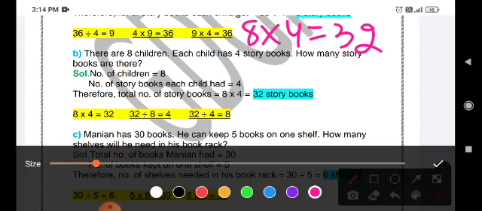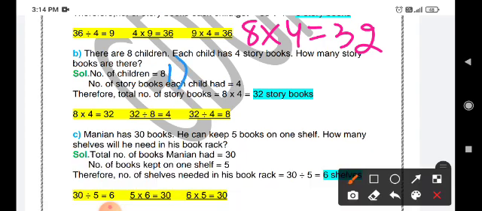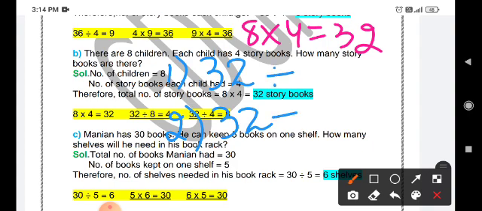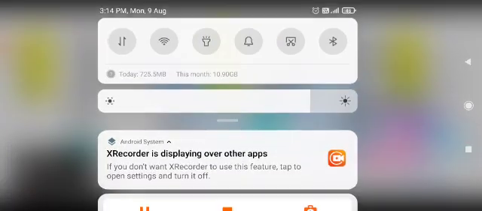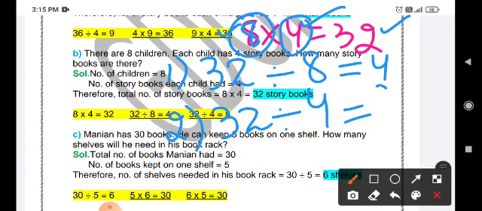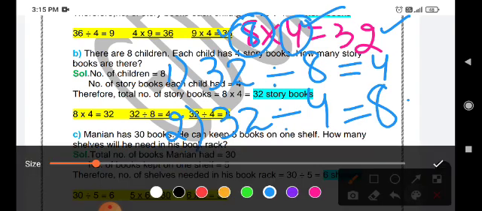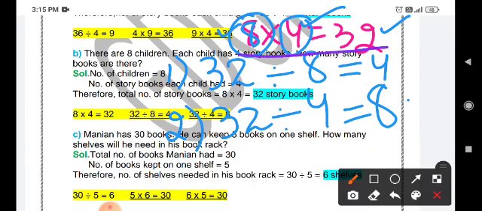Now we will write the division facts, first division fact and second division fact. How to write the division fact? For it we have to write the product first. Then division means divided by 8 first, then 4. What will be the quotient in the first division fact? 32 divided by 8. The leftover number will be the quotient. 32 divided by 4. The leftover number will be the quotient.